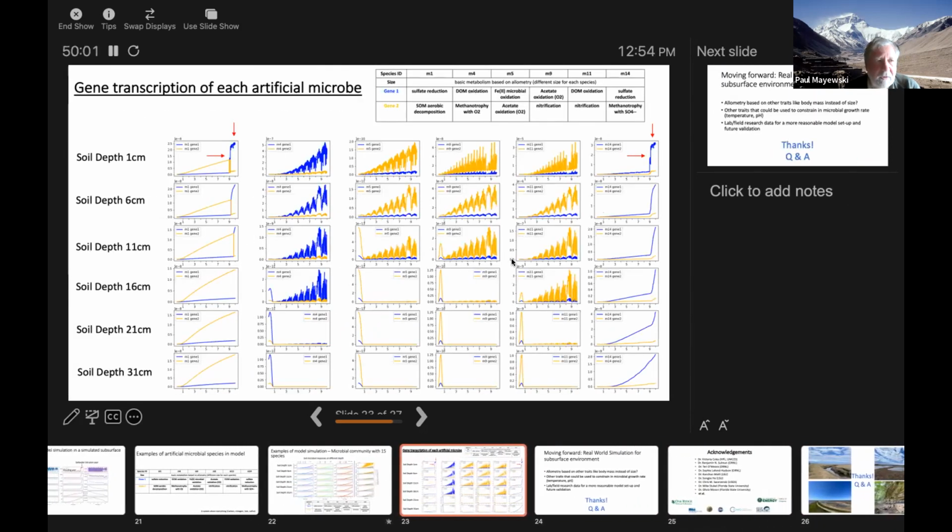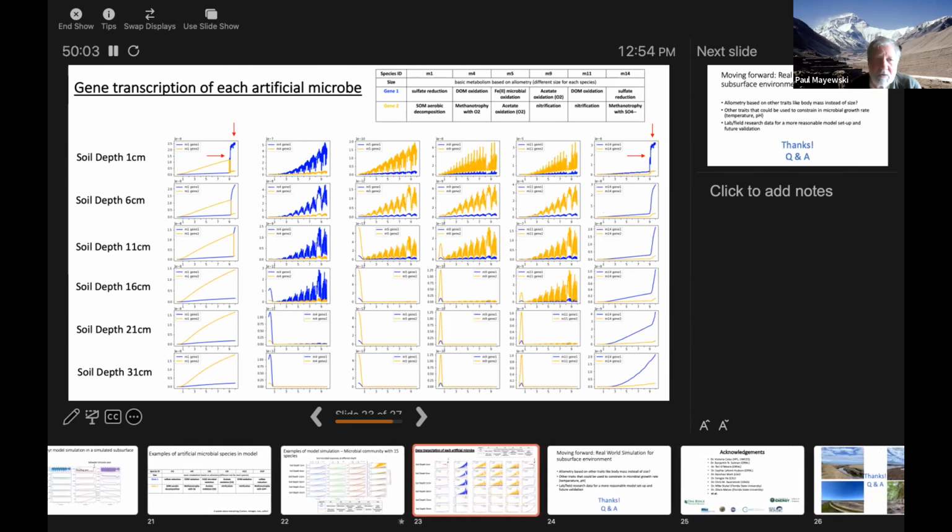If you look at the soil depth 1 centimeter, the second one from the right and the third one from the right have a big drop around 8 years. It seems very anomalous. What do you think's going on? Maybe you explained that and I missed it.